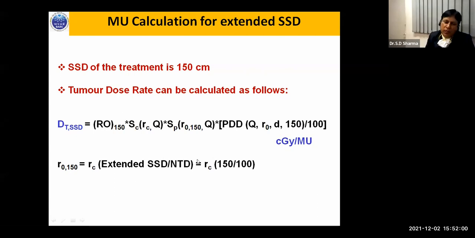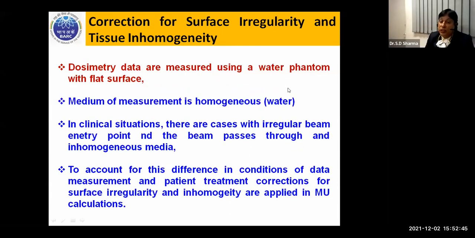monitor unit. One important thing I wanted to tell you is that there is a linear dependence of field size with respect to distance from the source. So if we know the collimator setting at isocenter, it is possible to calculate the field size projected at the patient surface by this expression, because in our dosimetry measurement we use a flat surface of the water phantom, homogeneous water medium.